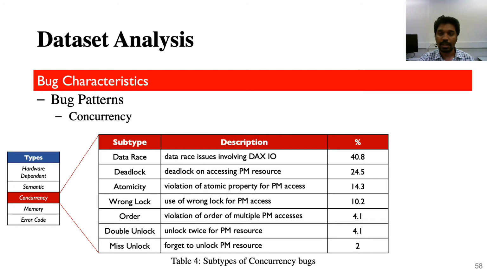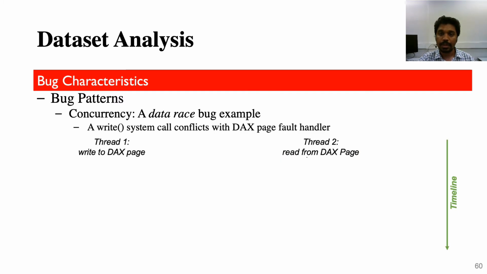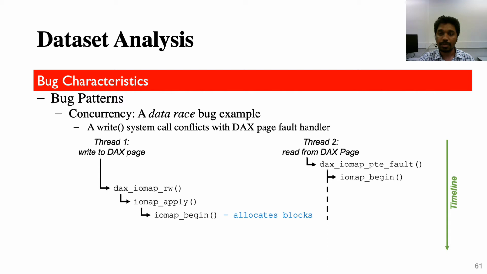In our study, we identify many issues related to concurrency. In particular, we observe that data race bugs involving DAX I/O are dominant. Here we show an example of a data race bug that occurs due to the conflict between a write system call and the DAX page fault handler. Here, thread 1 is attempting to write new data to a DAX page, and thread 2 is attempting to read from the same page. The write system call invokes DAX IO map read write, which first allocates blocks for writes.